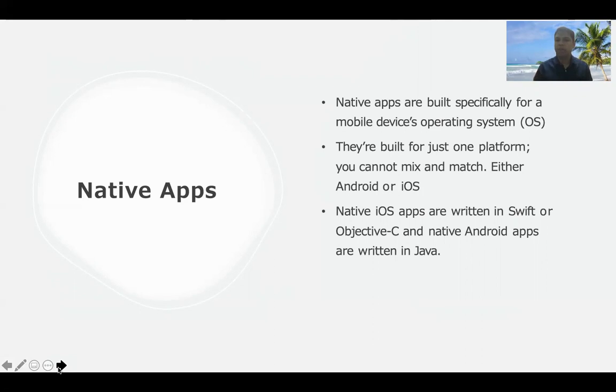For example here, if you build for just one platform, you cannot mix and match. That's why we call it a specific application for whichever platform you want to build. For Android, one is specific for Android. If you want to go for iOS, you choose the specific platform for iOS.